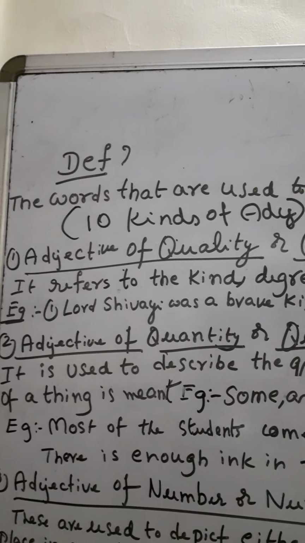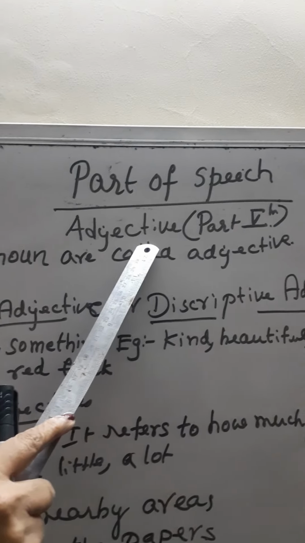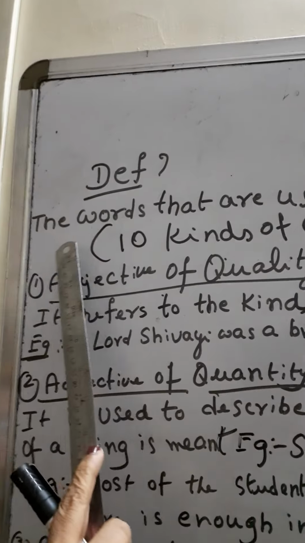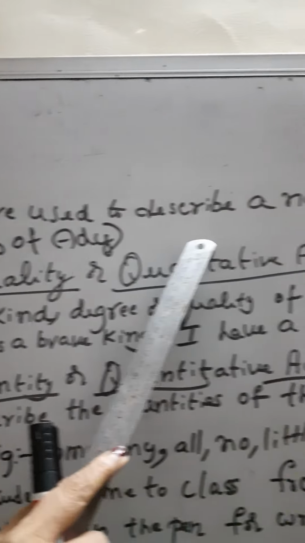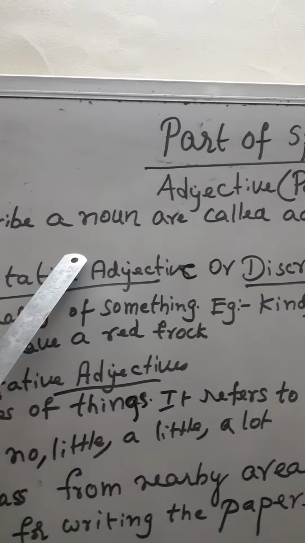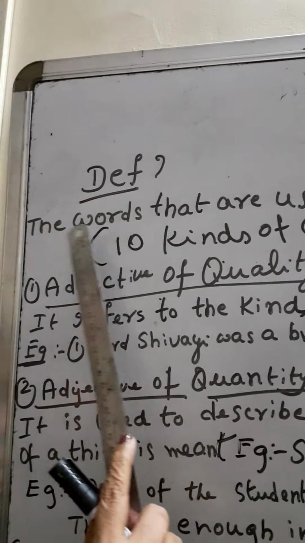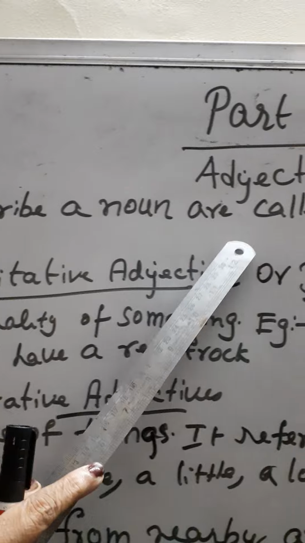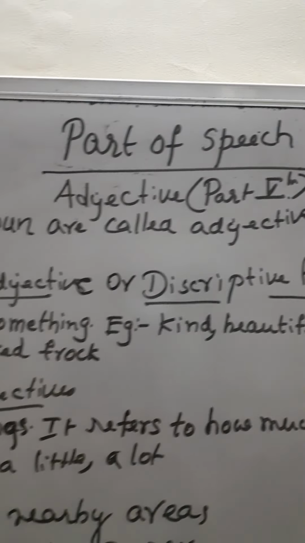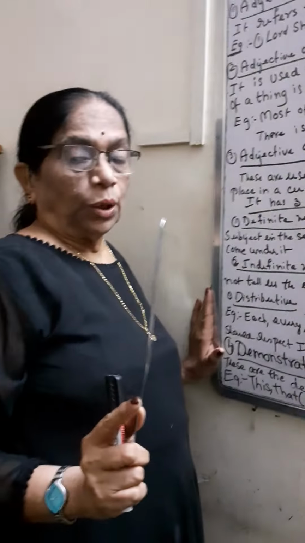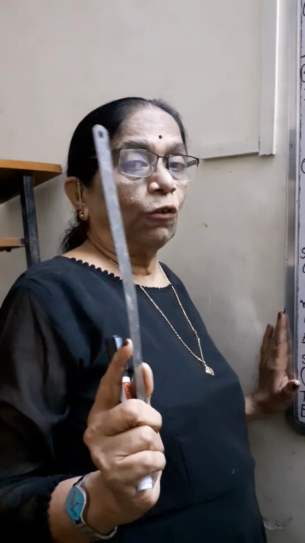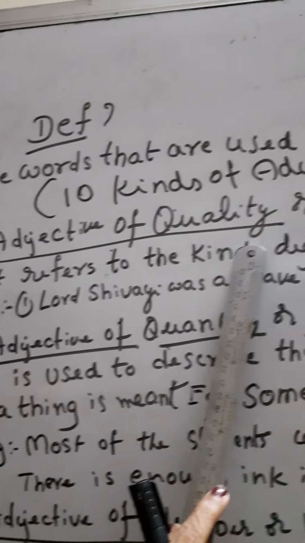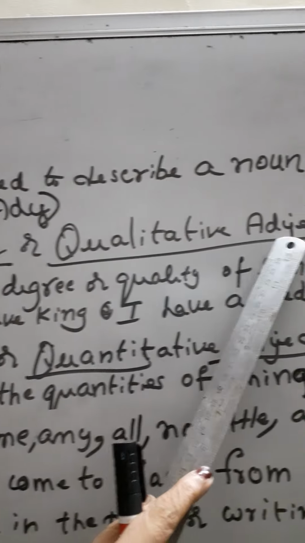Now, what is an adjective? Definition: the words that are used to describe a noun are called adjectives. I repeat, the words that are used to describe a noun are called adjectives. I am going to explain 10 different kinds of adjectives. Now see, the first one is adjective of quality or qualitative adjective.